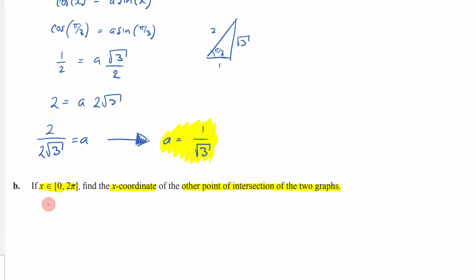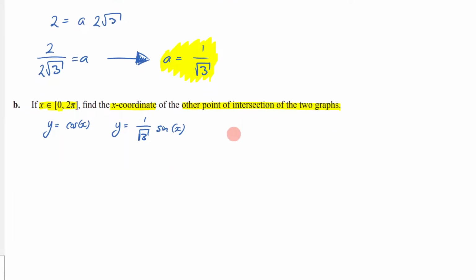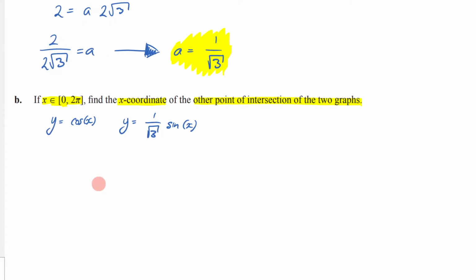So let's just write down what we know. We know that we've got y is equal to cos of x, and we've got y is equal to 1 on the square root of 3 sine of x. And we're told that we need to find the points of intersection between these two graphs. So we set them equal to each other. Cos of x is equal to 1 over the square root of 3 sine of x, like that.